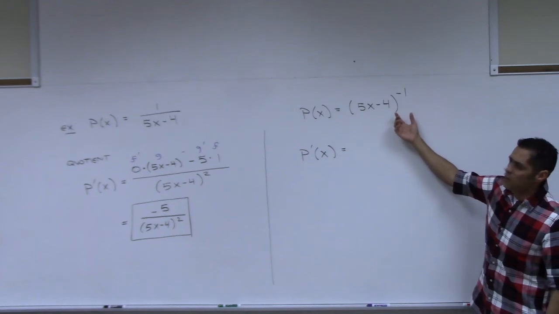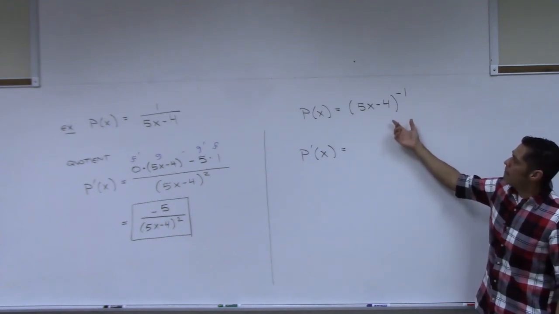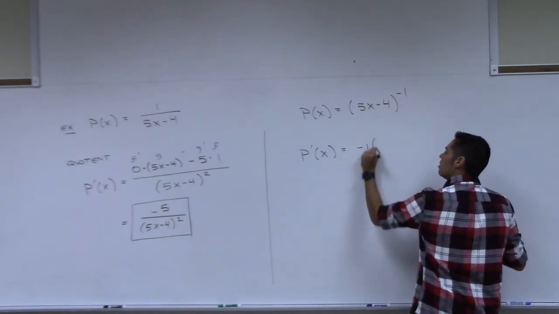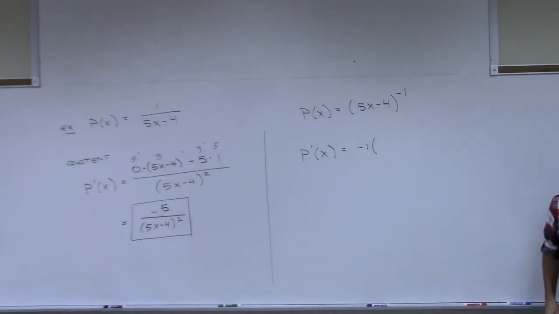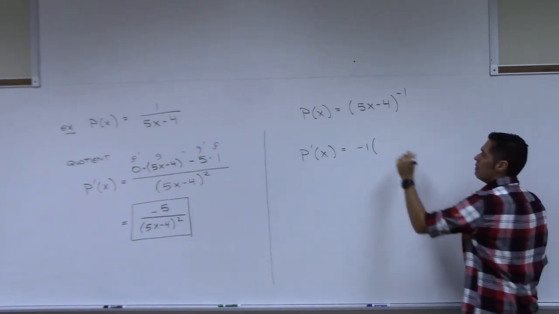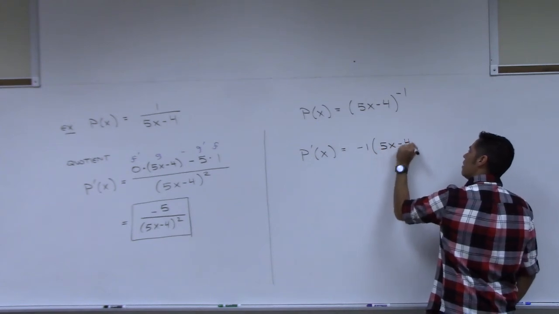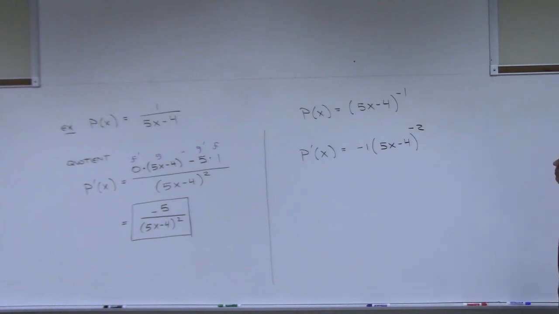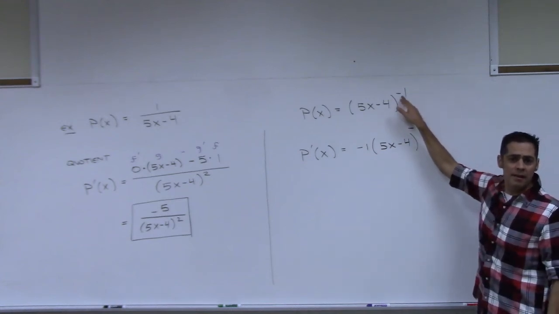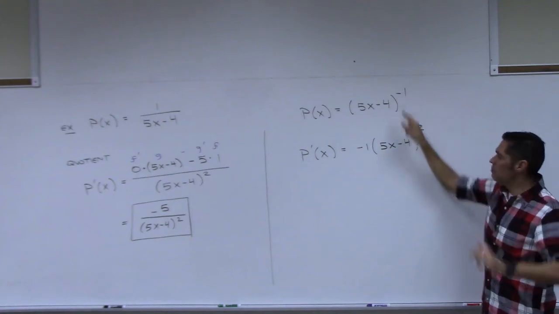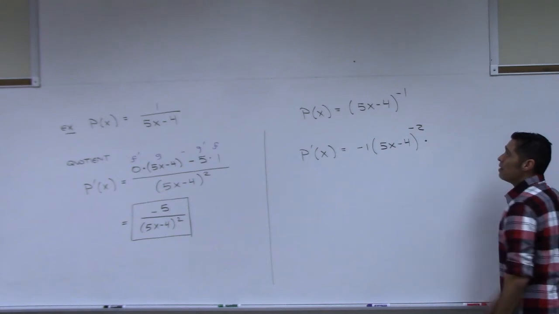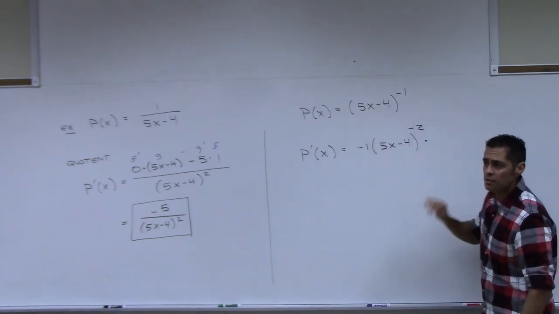So what would I do? Bring the -1 out front, right? -1 out front. Then what? What to the -2? The function, which is what? 5x minus 4. That quantity right there to the what? -2. Where'd you get -2 from? You subtracted 1 from -1. So -1 minus 1 is -2. Am I done? No. Times the derivative of what was here, which is 5.